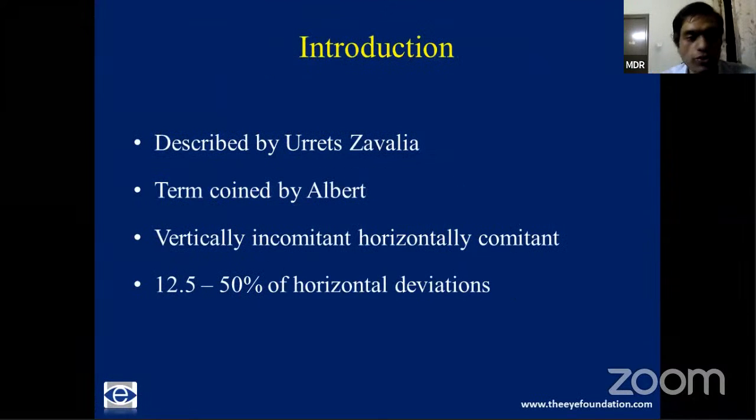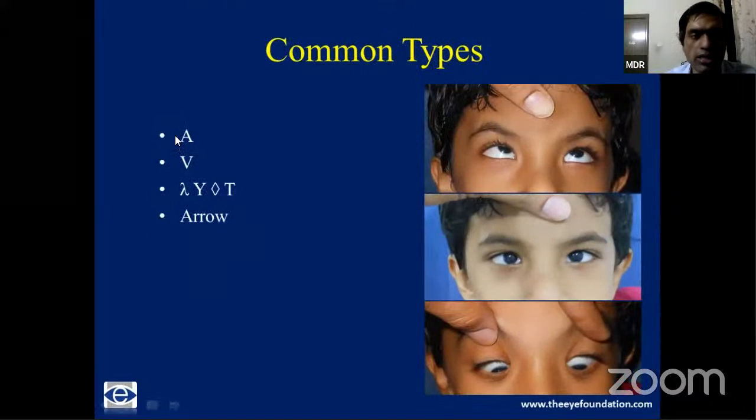Pattern strabismus constitutes roughly 12.5 to 50% of our practice in horizontal deviation. I shall primarily be talking about A pattern and V pattern strabismus, but you also have lambda, Y, diamond, T pattern, and arrow pattern.